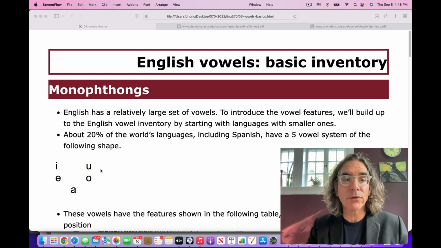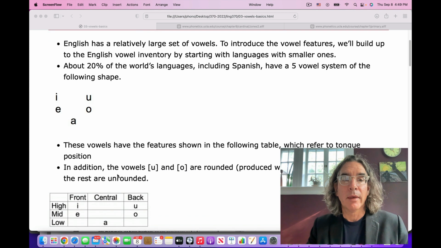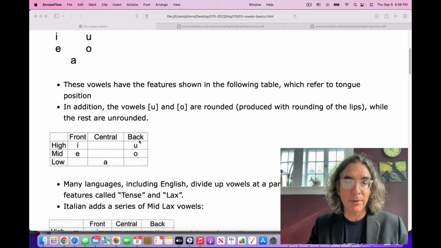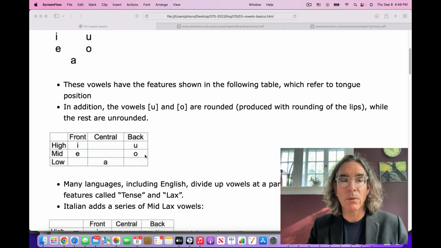About a fifth of the world's languages have this set of vowels, and Spanish is one of them. Here are the features that we use to describe these vowels. These features refer to tongue position. So, front distinguishes E from back U, A from back O. Height distinguishes E from A and U from O. And Ah, the lowest vowel in this 5-vowel system, is lower and also less front or back. It's central in its articulation.